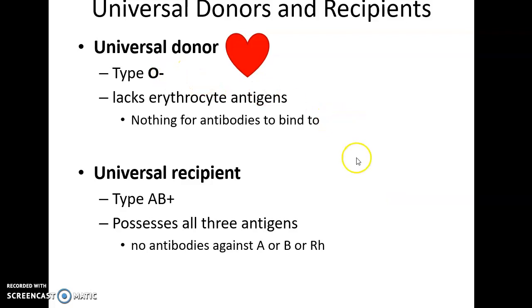Universal donors: O positive, universal donors O negative. They can give blood to anybody. They do not have any antigens. Their blood cells are smooth as a baby's butt. They're awesome. Universal recipient is AB positive. They can receive blood from anybody because they have all three antigens. However, they can only give it to other AB positive people.